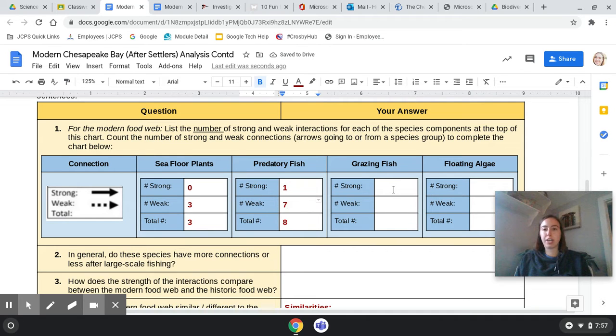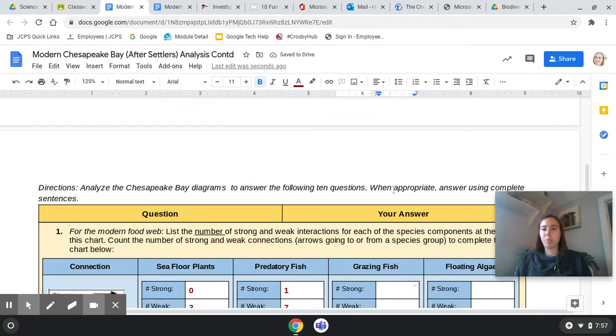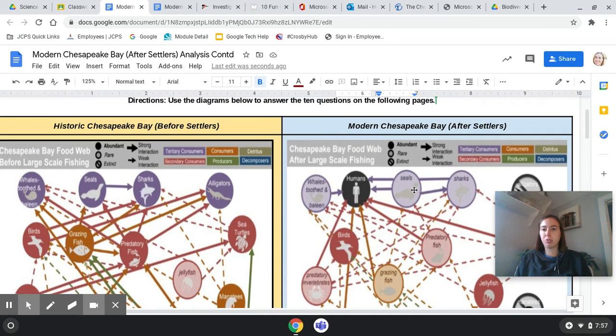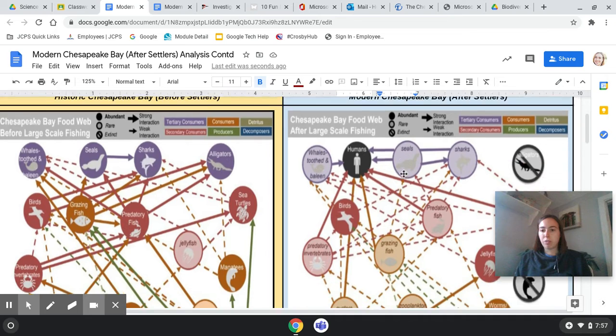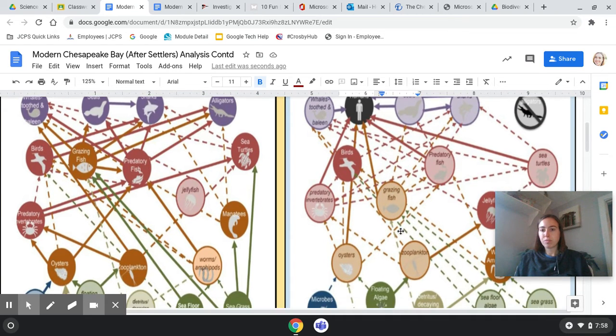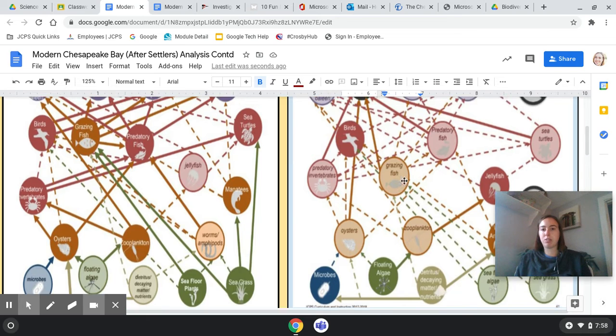Next up, we have grazing fish. So we'll go back up to our modern food web, which is on the right in the blue section, modern, and we'll find the grazing fish. They're right here in orange. And again, we're going to do the same thing, counting their arrows.